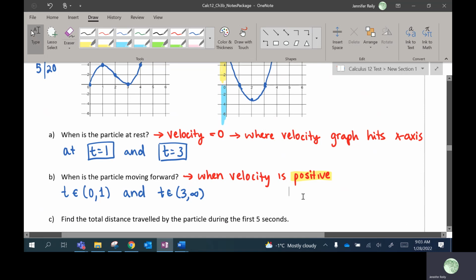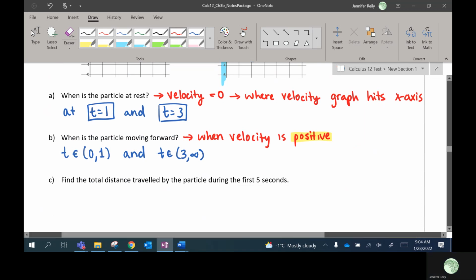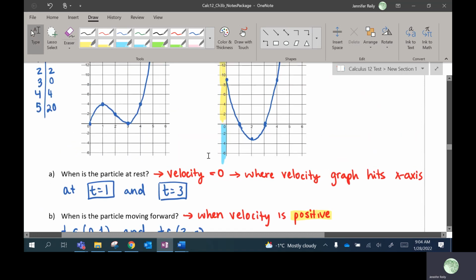Find the total distance traveled by the particle in the first 5 seconds. When I'm talking about distance, direction doesn't matter. When we're talking about distance, we're going to focus on the position graph. I'm going to split it into certain parts and look at each segment of the graph. In this blue segment, the particle travels 4 meters. So it goes from 0 to 4.